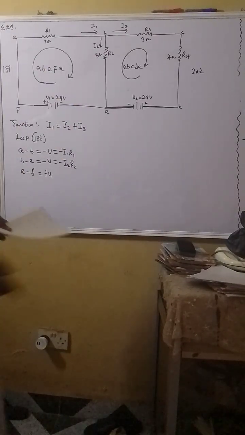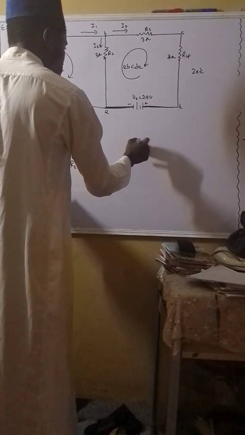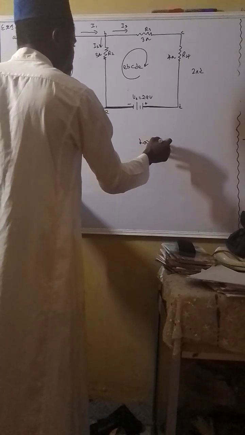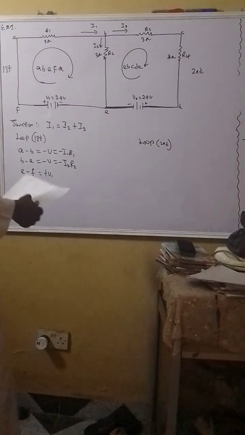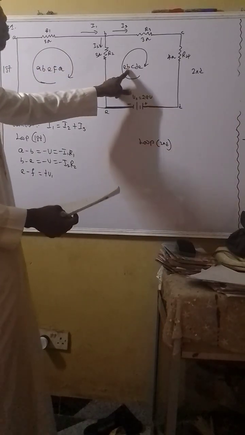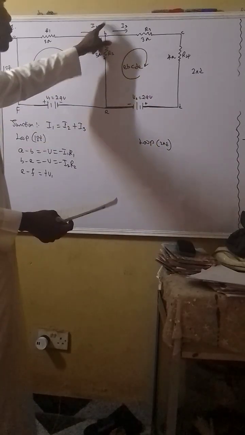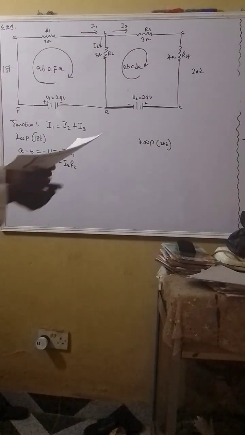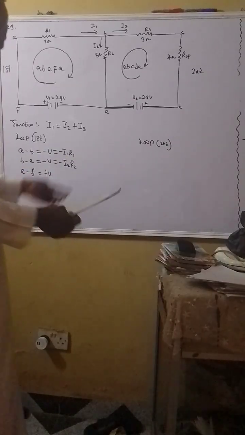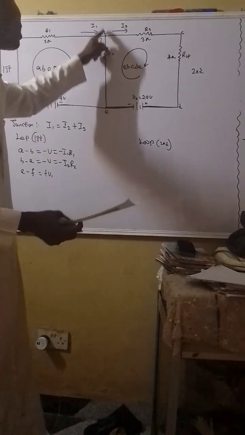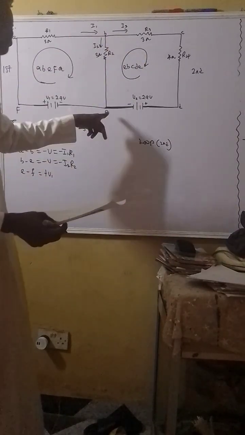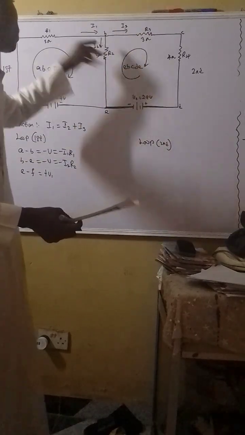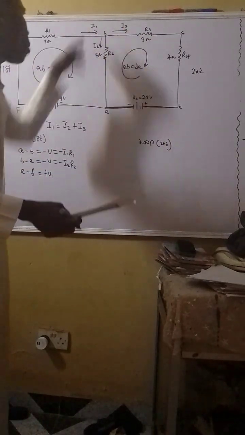Now let's look at the second loop. The second loop, E, B, C, D, E. That is where it moves from. So from E to B, then B to C, then C to D. You would agree with me that the resistor is moving in the opposite direction to the current, because E to B goes like this, while the current is going like this, two opposite directions.